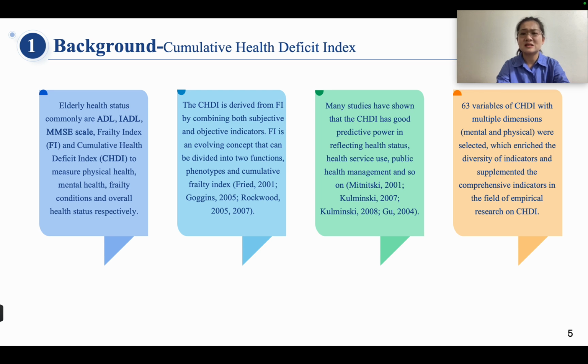Many studies have shown the CHDI has good predictive power in reflecting health status, health service use, public health management, and so on. 63 variables of CHDI with multiple dimensions, mental and physical, were selected in this paper, which enriched the diversity of indicators and supplemented the comprehensive indicators in the field of empirical research on CHDI.